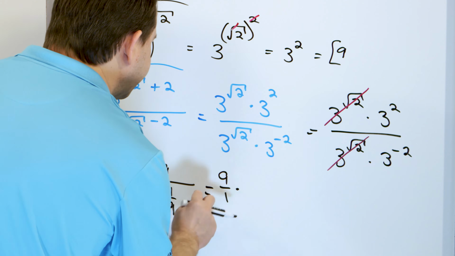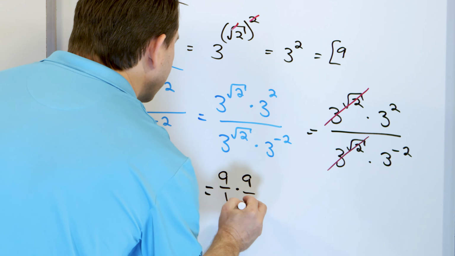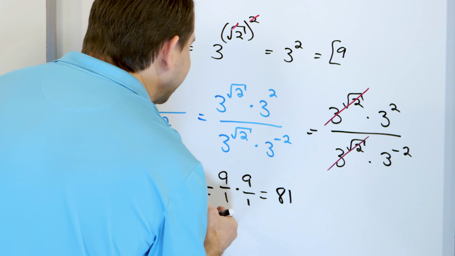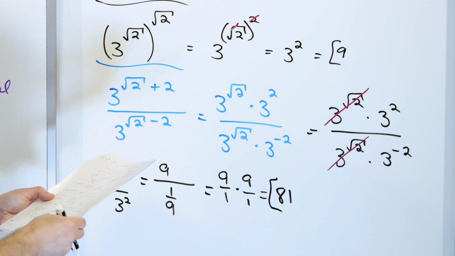Change the fraction, division, and multiplication. Take this and flip it over. It'll be 9 over 1. And it'll be 81. 9 times 9 is 81 over 1. So it's just 81. And that's the final answer.